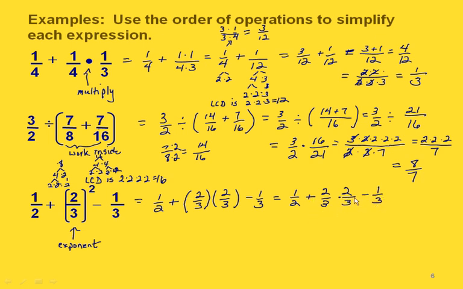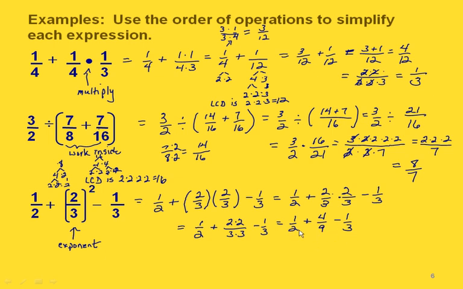Now still, multiplication comes before addition or subtraction. And here we're just multiplying 2 times 2 on the top, 3 times 3 on the bottom. And that gives us 4/9. Now we have an addition and subtraction. Since we don't have any other operations, we can actually do this all at once.